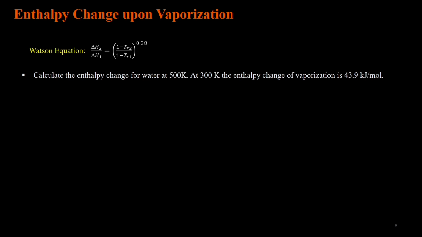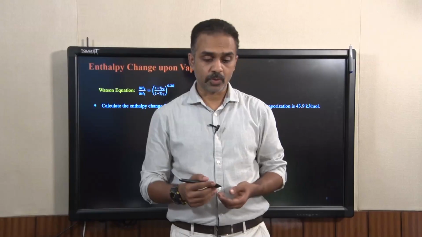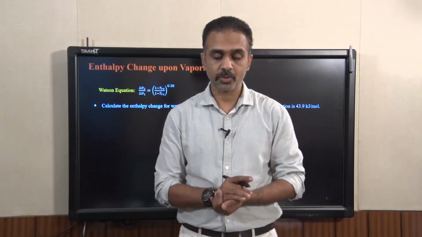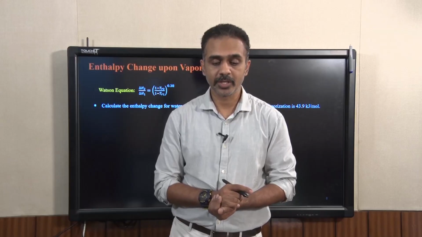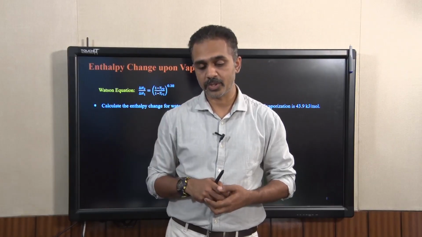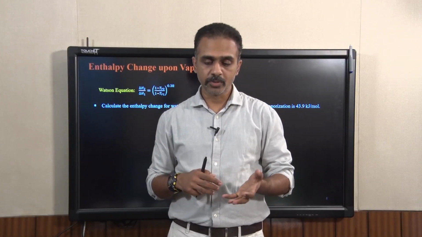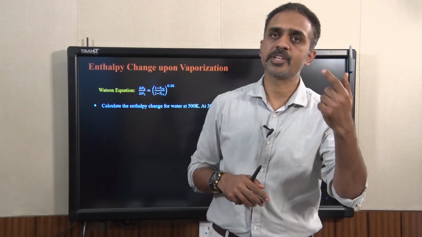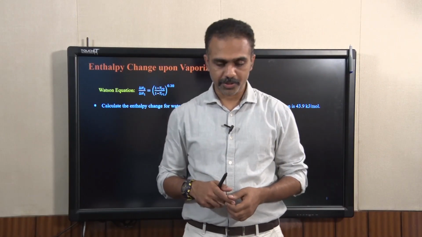but at other temperatures. So let's take this example. And to be able to do that, of course, we're going to use the equation I have shown here, which is known as Watson's equation. It relates the enthalpy of vaporizations at two different temperatures to the reduced conditions. So to be able to do this calculation, we need enthalpy change of vaporization at one temperature. Then we can calculate it at the other temperature.